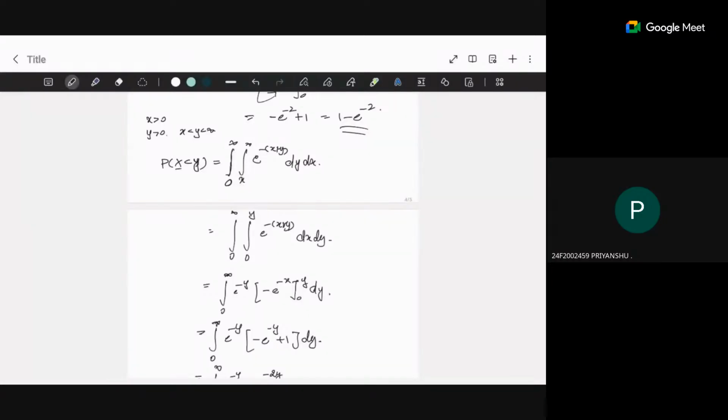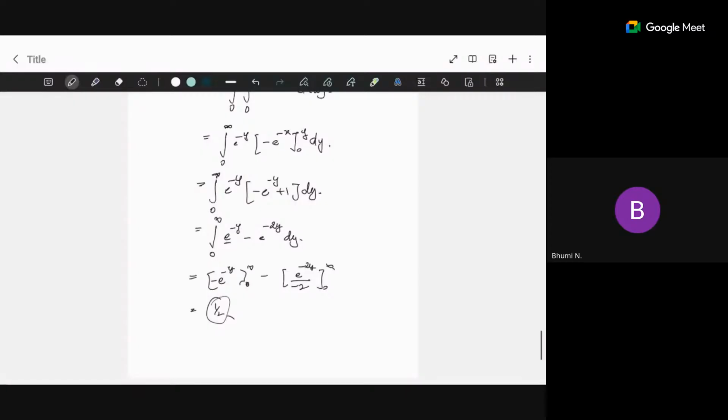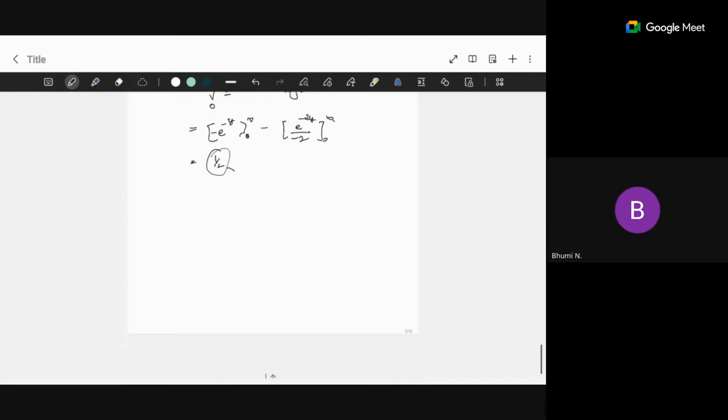Ma'am, I actually have a doubt in the integration part of e to the power minus x. Integration will be minus of e to the power minus x, right?